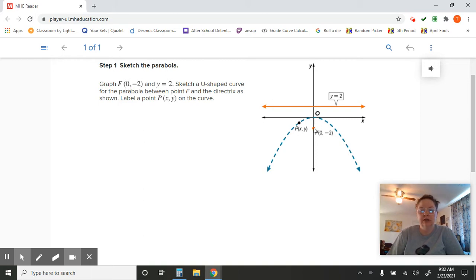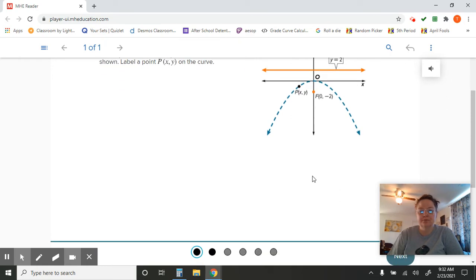So here we have our point (0, -2), and we have our line at y equals 2. We're going to put a nice little U-shaped curve for a parabola between point F and the directrix as shown. And we're going to label point P (x, y) on the curve, just a generic point (x, y).